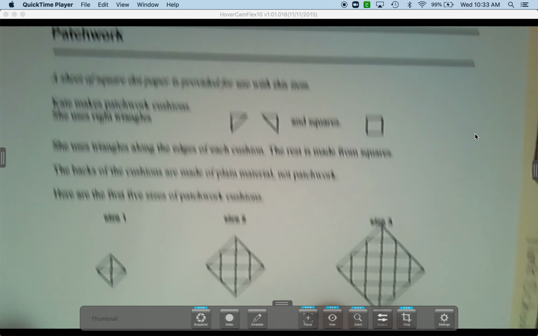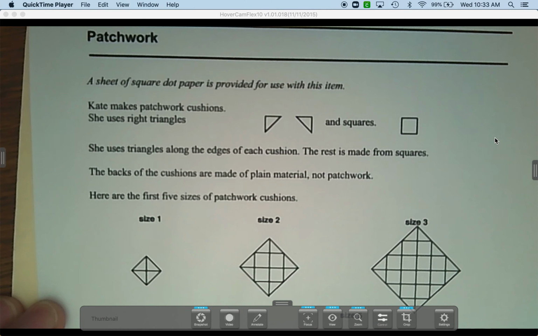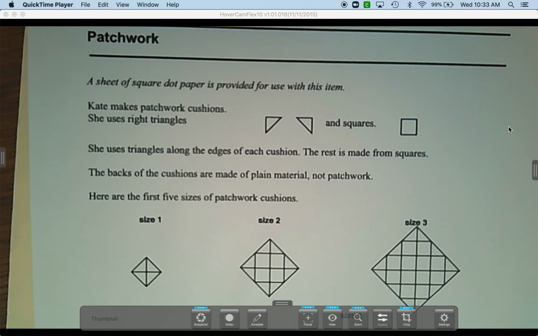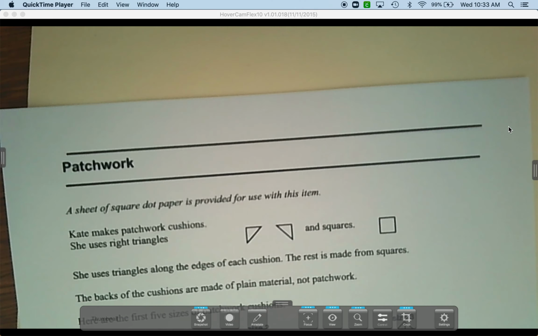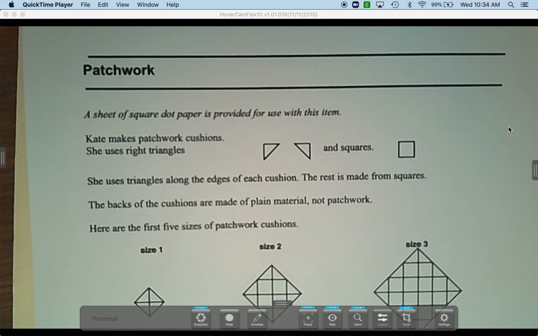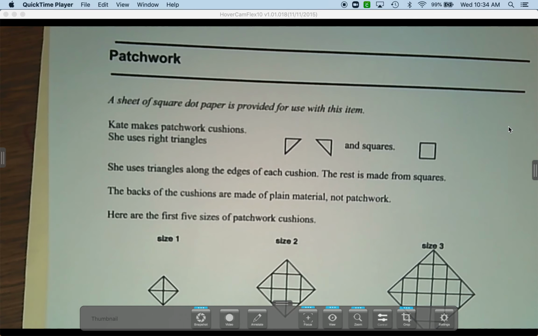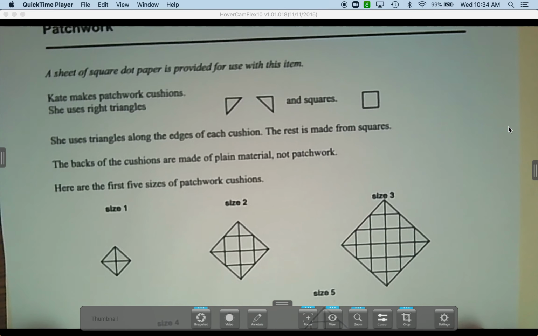Here we have our task on Patchwork. It says a sheet of square dot paper is provided for use with this item. I don't know if I provided that. It doesn't matter. So here's your question.